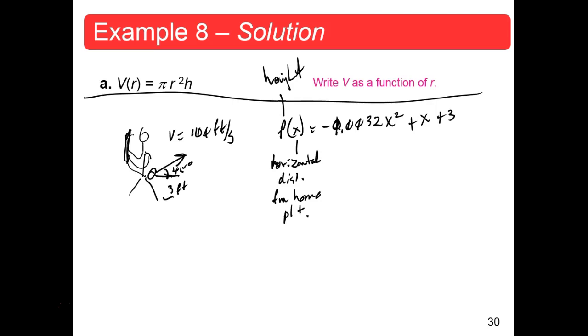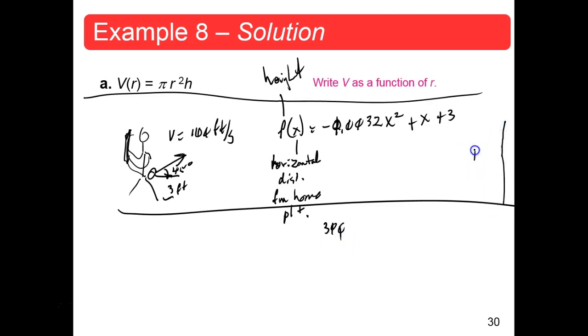Now, the question is, will the baseball clear a 10-foot fence? No, it won't clear a 100-foot fence. A 10-foot fence 300 feet away. Now, I have to adjust my scale here. So this is going to be 300 feet away. And here's the fence that's about 10 feet tall. Will it clear? Is it a home run?